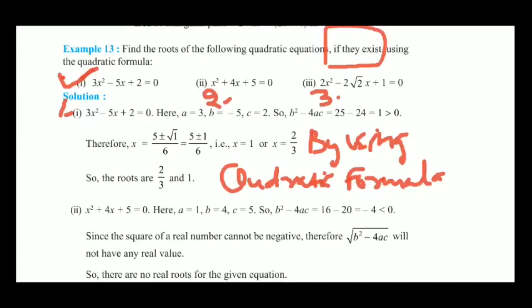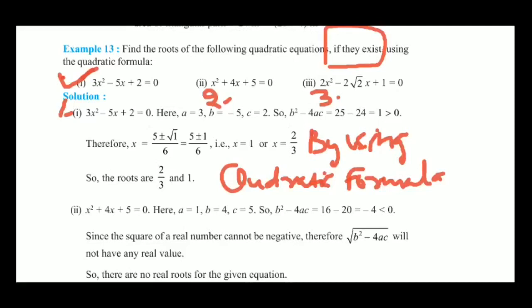Here they have given one condition. What is the condition? If they exist. What is the meaning of this line? At the beginning of this topic, there is a relation: b square minus 4ac equals D, known as the discriminant. If the value of D is greater than or equal to 0, then the quadratic equation has real roots.